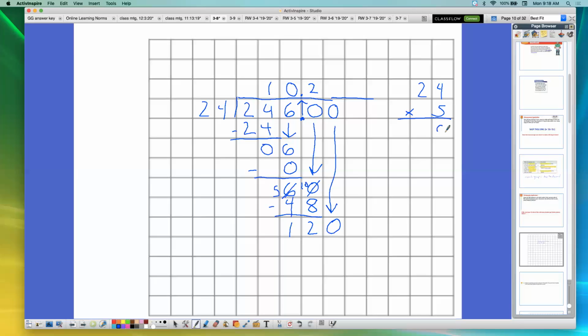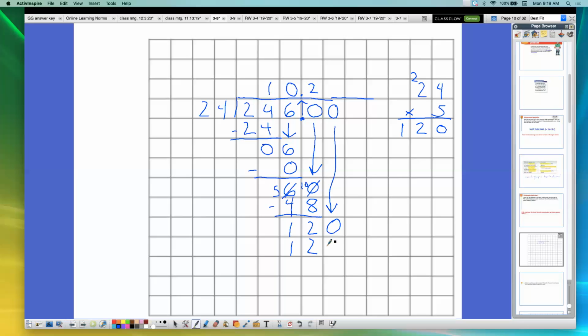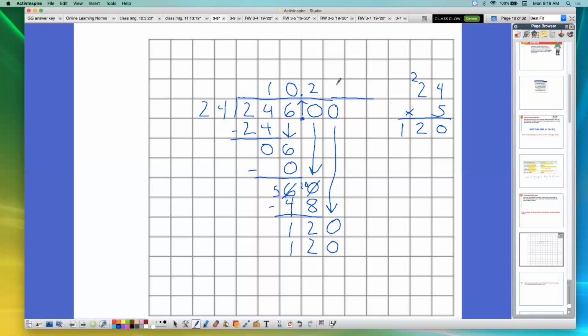5 times 4 is 20. Carry the 2. 5 times 2 is 10, plus 2 is 12. All right, got it. Put 120 there. I need to make sure I put a 5 up here. And I get 0. So my answer kind of seems like 10 and 25 hundredths. But here's where it gets a little tricky.